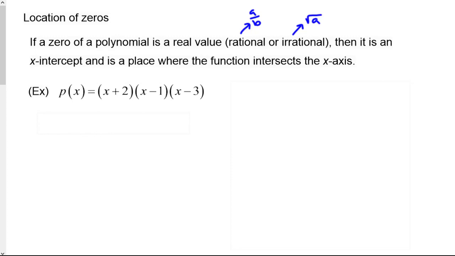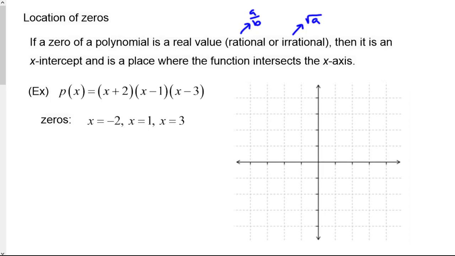So if I have a polynomial function in factored form, it's very easy to identify the zeros. And the zeros, if they're real numbers, are the locations of where the graph is going to cross or touch the x-axis. So at -2, +1, and +3. And that's basically all you're doing with the zeros, just locating where on the x-axis your polynomial would pass through.